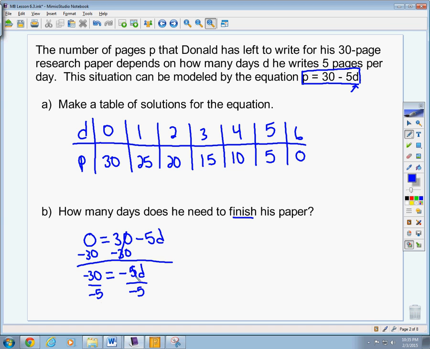Negative 30 divided by negative 5 is going to be 6. So whether you use the table or use your knowledge of equations, those two different representations of the relationship give us the answer to the problem. Again, these are things we've done before, just different ways to represent them.